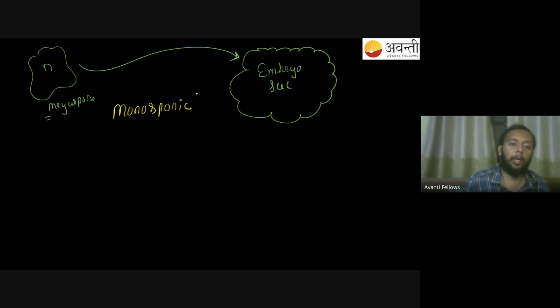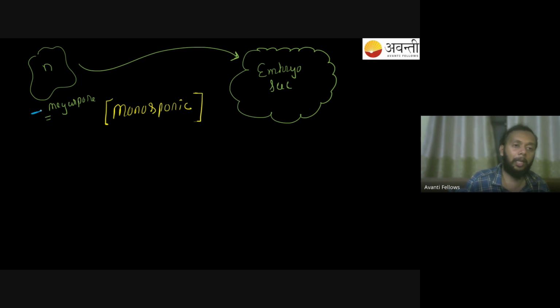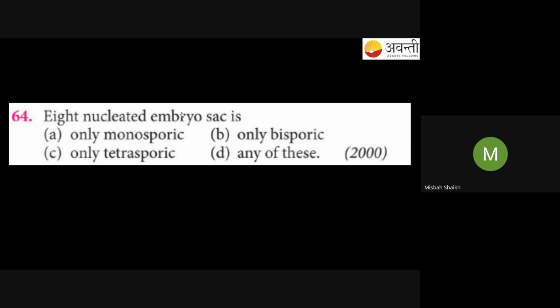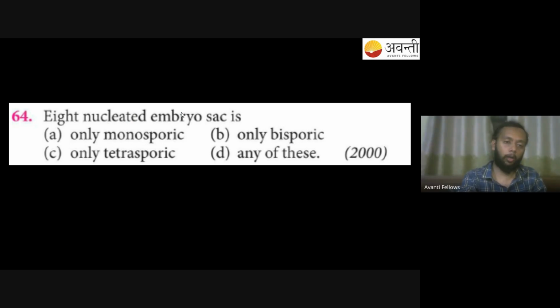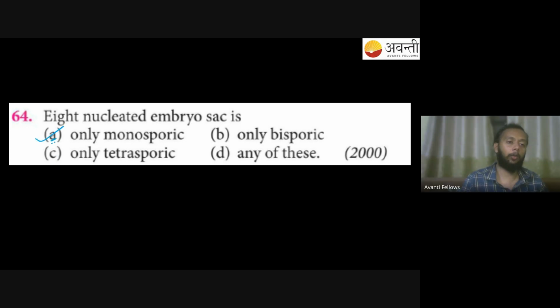Monosporic means a single megaspore is involved here. You have the involvement of a single megaspore, and that single megaspore gives rise to the complete embryo sac, and that is called monosporic. So this condition is called monosporic. Over here, in this question, you can very simply answer that the 8-nucleate embryo sac is only monosporic.